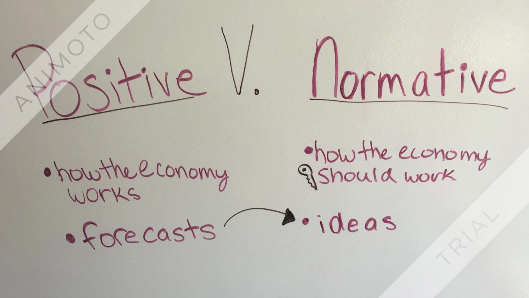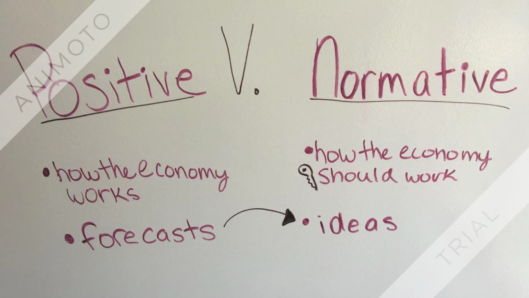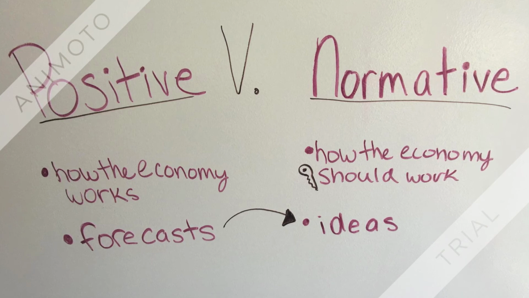The final topic to be discussed in positive versus normative economics is why economists differ. One reason being that they disagree about the simplifications made in the graph, and the other is that they are people and people have different values.